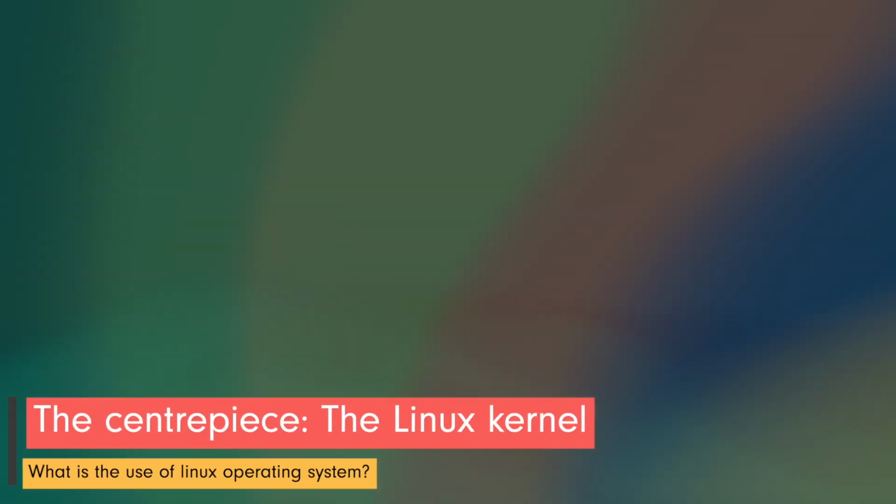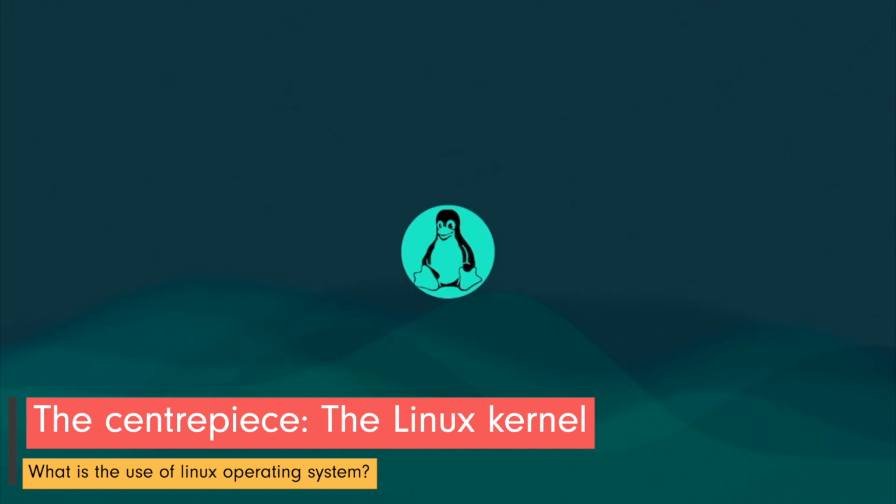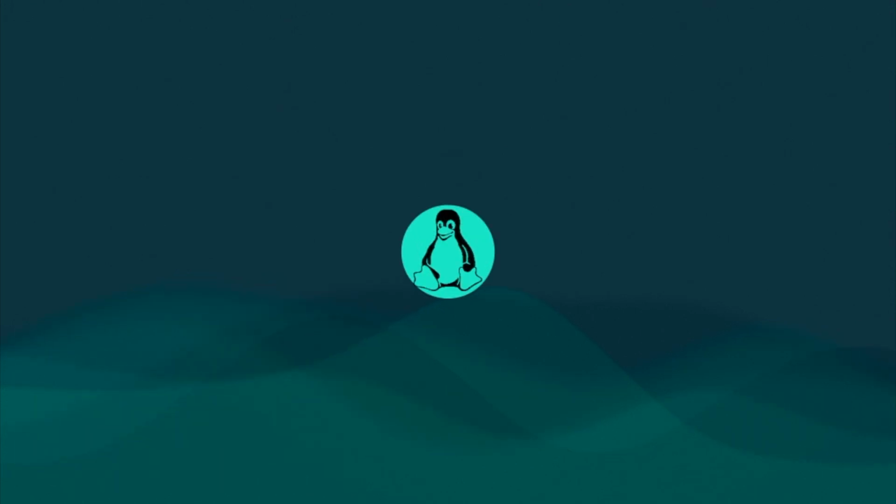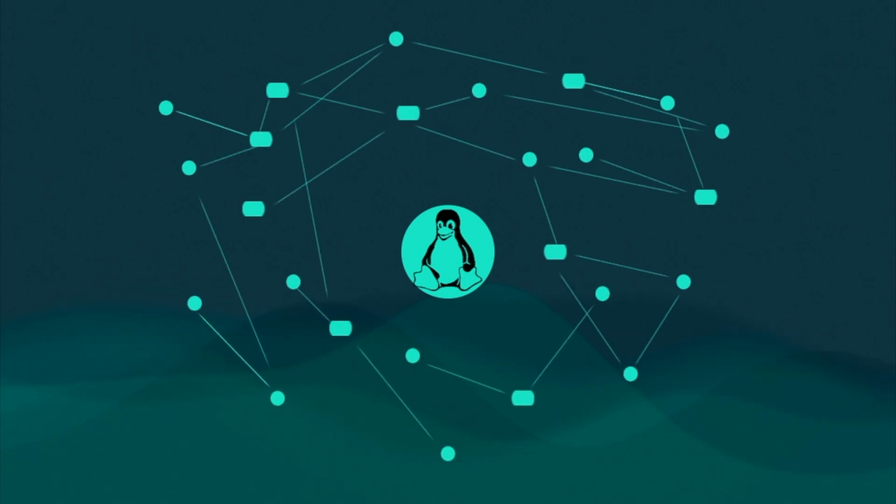At the heart of every Linux distribution lies the Linux kernel, a robust and modular operating system kernel that serves as the foundation for all Linux-based systems, responsible for managing hardware resources, scheduling tasks, and facilitating communication between software components. The Linux kernel is renowned for its stability, scalability, and performance.